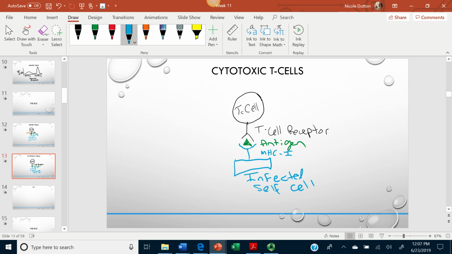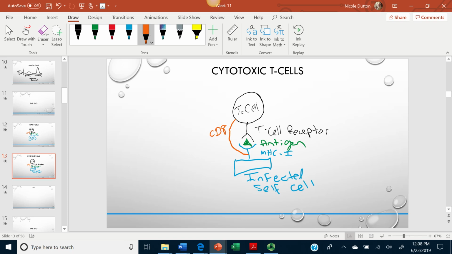Again, this isn't enough to activate that cytotoxic T cell, so we need another arm involved, and that arm is now called CD8. And CD8 binds to MHC class 1. So the steps of activating a cytotoxic T cell are: the T cell receptor recognizes and binds to antigen, which is presented on MHC class 1 of an infected self cell. CD8 of the cytotoxic T cell then binds to MHC class 1.